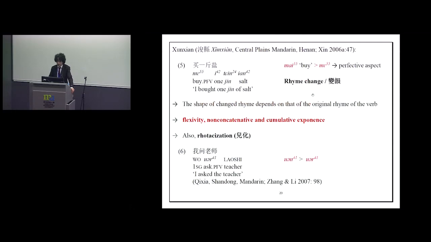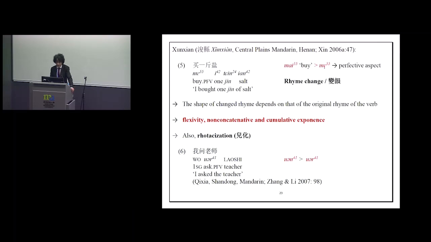Or even a related phenomenon, this is the Central Plains Mandarin dialect of Henan, called the Xunxian dialect. You have bian yun, rhyme change. So you don't have tone change, but you directly change the final of the syllable. Like in this case, mai, the verb "buy", becomes mei in the perfective aspect.